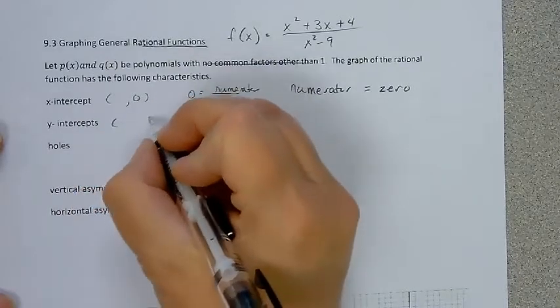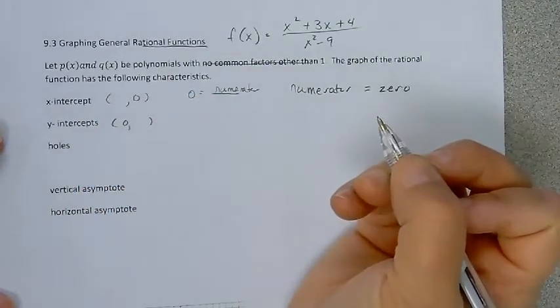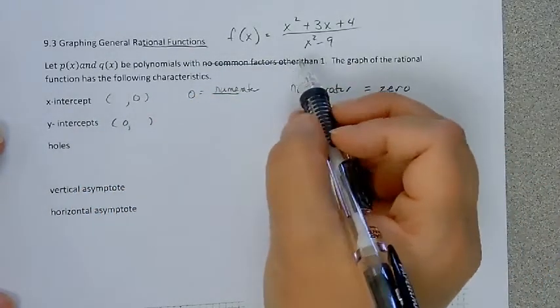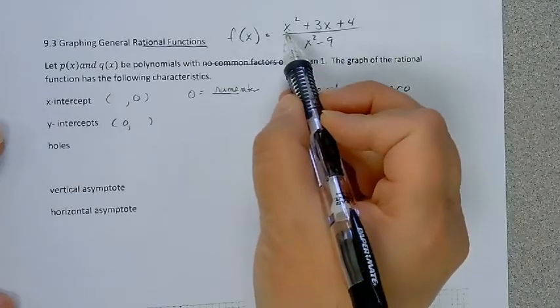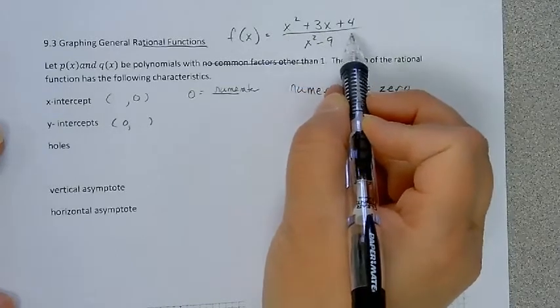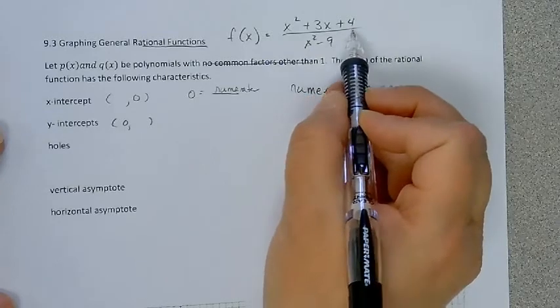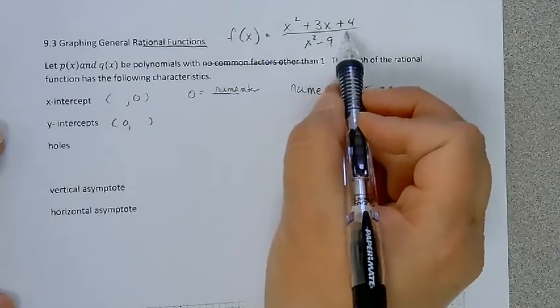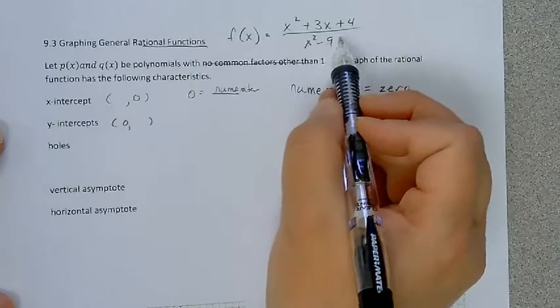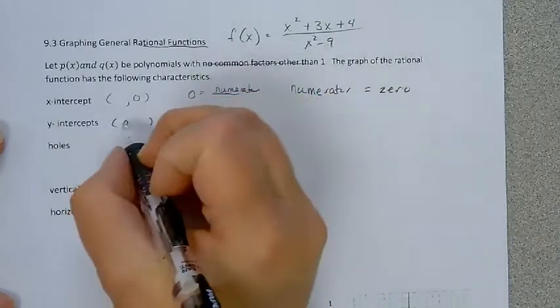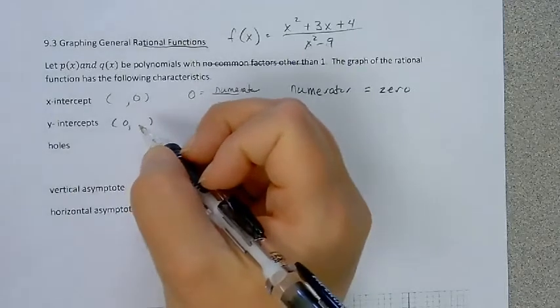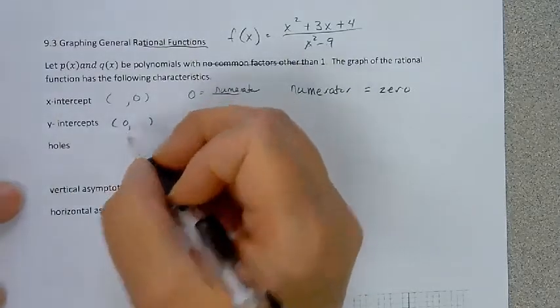Okay, let's think about the y-intercept. Y-intercept is when x equals 0. So for instance, on this particular one, if I put a 0 here and a 0 here, I would just get 4. And if I put a 0 here, I would get -9. So really, you're just dividing the last term, your constant term. So we'll talk about y-intercept being where you put in a 0 for x.